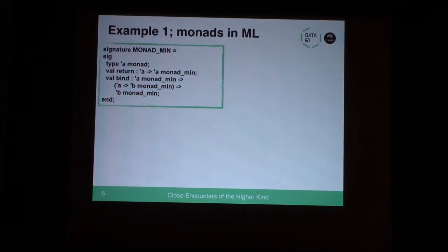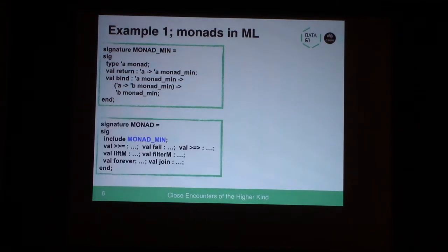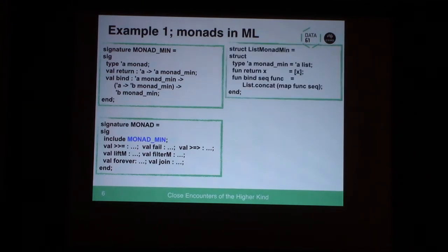So let me explain how I did it through an example. Here we have the minimum specification of monad, which has one type constructor, monad, and two functions, return and bind. On the other hand, the full specification of monad has lots more. It has liftM, filterM, fail, forever, join, and so on. But the good thing about our library is that users only have to specify the minimum definition of that constructor. So in this case, I provided two functions, return and bind.